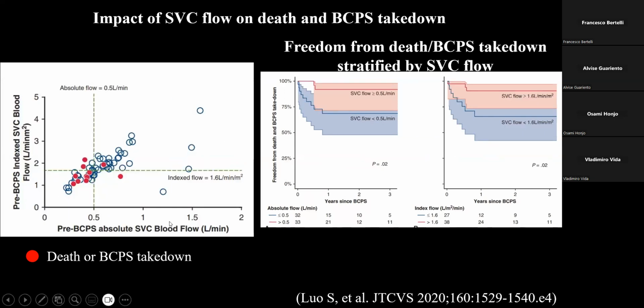And if you look at this graph, the left-hand panel has SVC absolute blood flow on the x-axis and index flow on the y-axis, and the red dots are the patients who have either early or late death of any cause or BCPS takedown. We drew the dotted lines at absolute flow less than 0.5 liter and index flow less than 1.6 liter, and a majority of them, I would say 3/4 of them, are in this subgroup of low SVC flow. If you divide into two groups based on the pre-BCPS SVC flow, they do have worse outcome in terms of freedom from death or BCPS takedown.